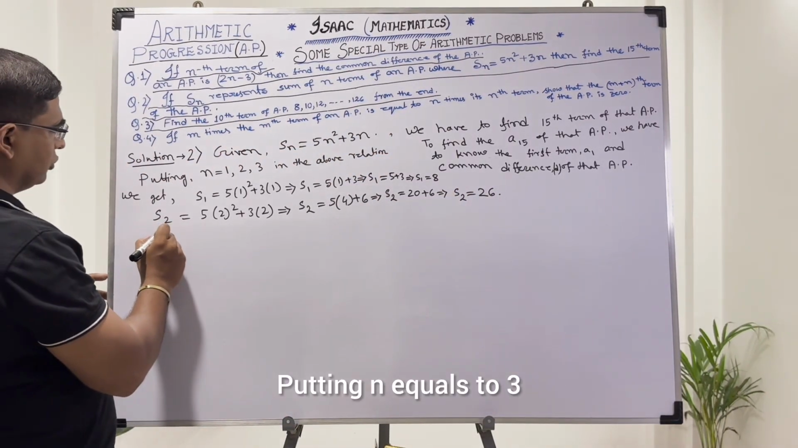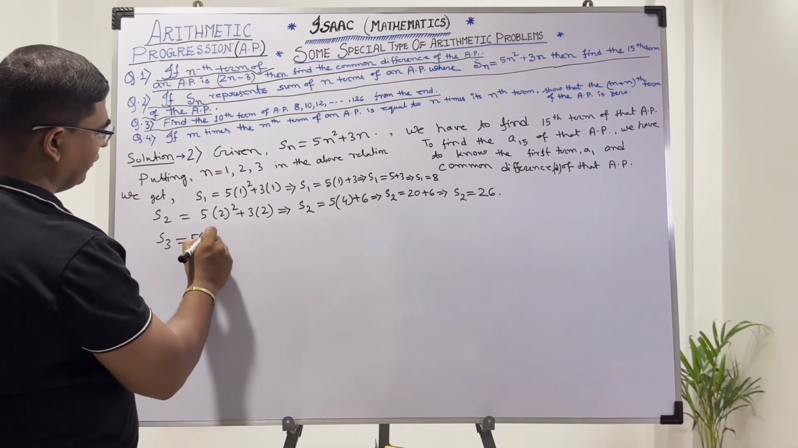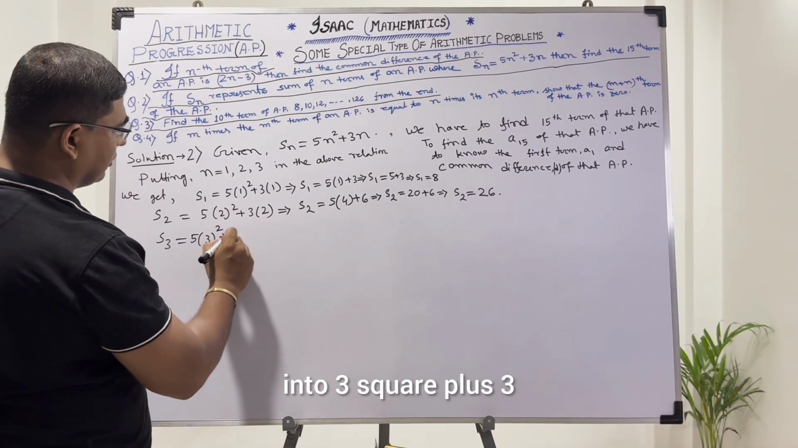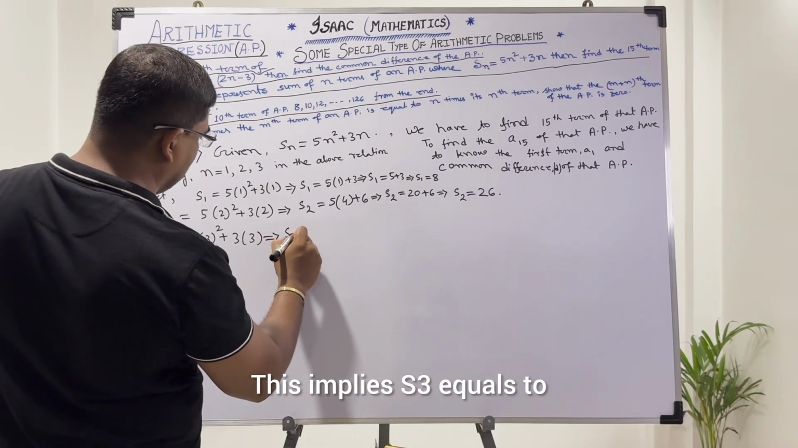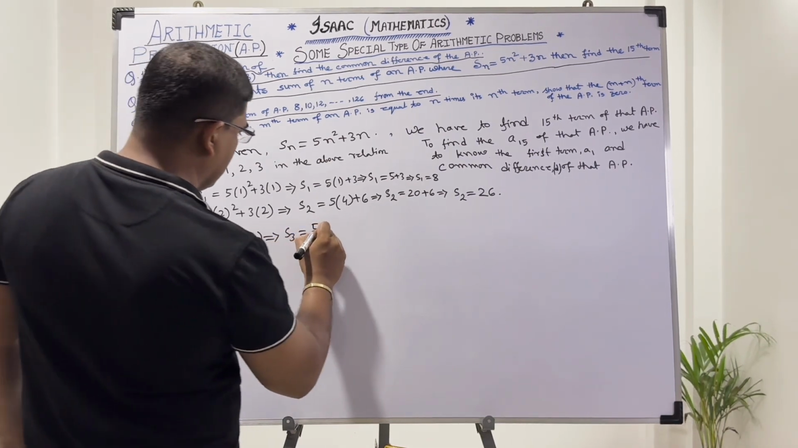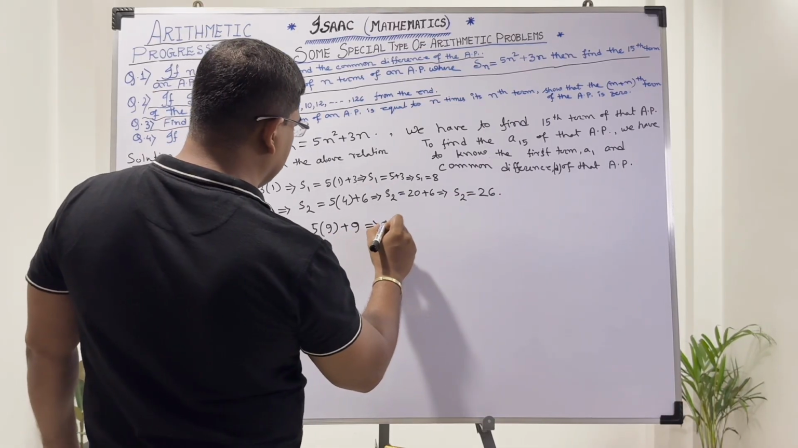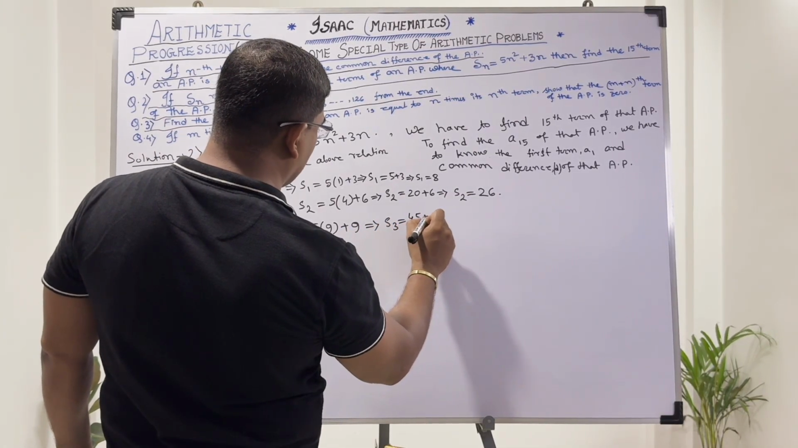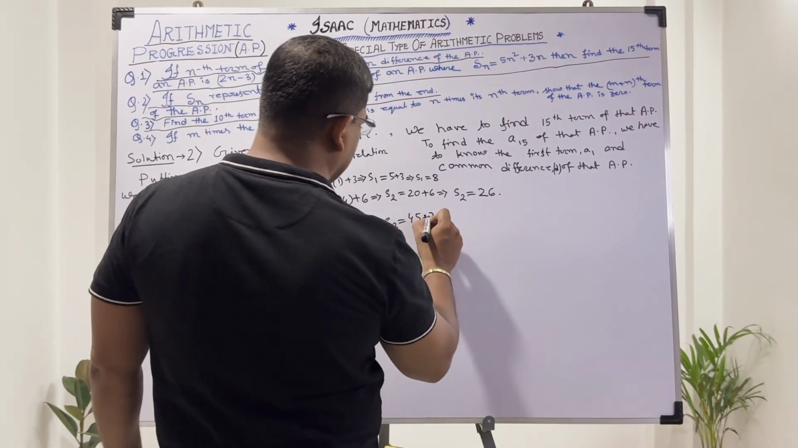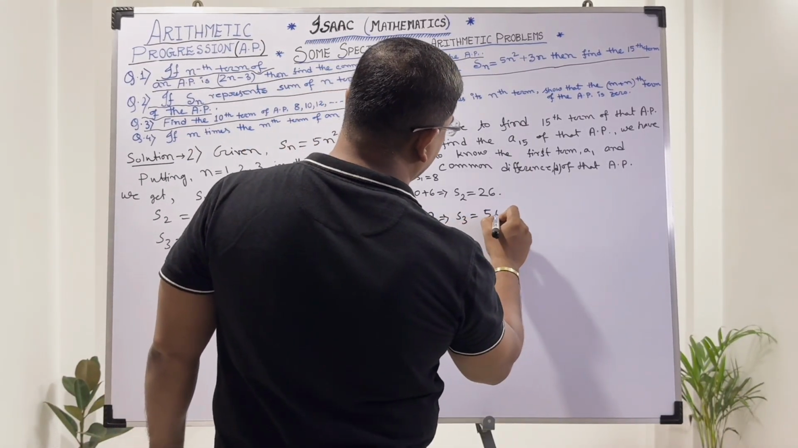Putting n equals 3, we get S3 equals 5 into 3 square plus 3 into 3. This implies S3 equals 5 into 9 plus 9. This implies S3 equals 45 plus 9. This implies S3 equals 54.